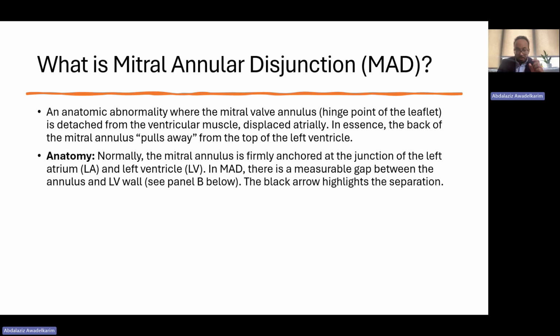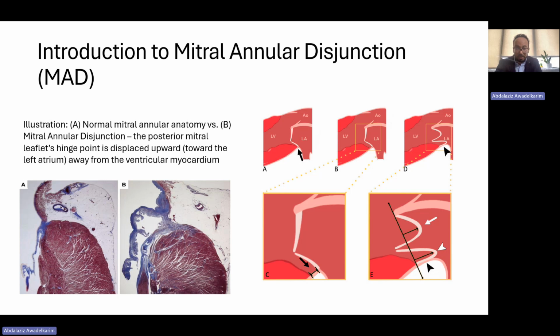And with this excessive motion, they will start to develop fibrous tissue in that area between the annulus and the LV muscle wall. And this illustration can tell you clearly what's the difference between both. So this is normal anatomy. You can see that the LV muscle wall is directly connected to the annulus and the atrial muscle wall, whereas on the right you will see there's this blue fibrous tissue, an area of separation between the LV muscle wall and the mitral annulus.